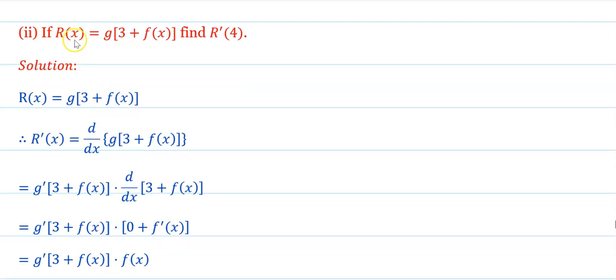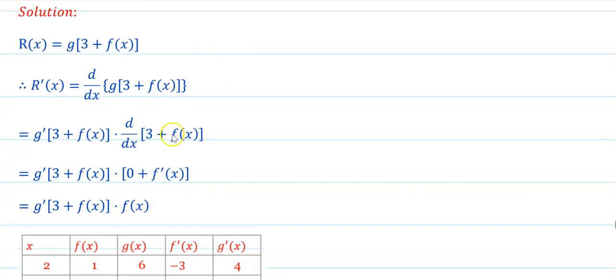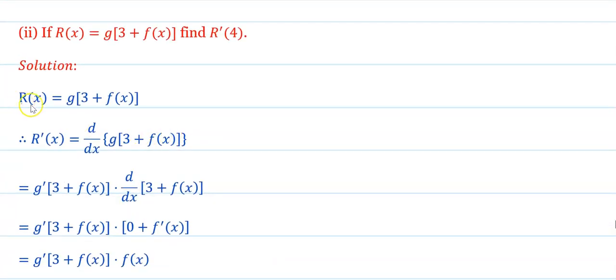Next problem. If r of x is equal to g of 2 plus f of x, then find r dash of 4. Okay. Now see this function. R of x is equal to g of 3 plus f of x. त्याचा derivative पाहिजे आपल्याला at x is equal to 4. First we will find out its derivative. R dash of x means what?